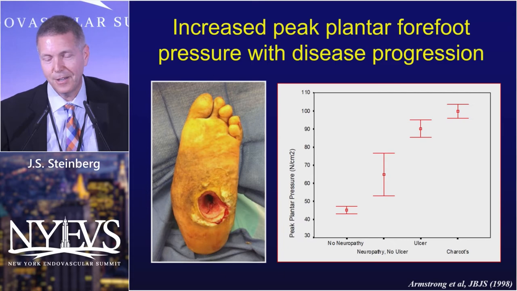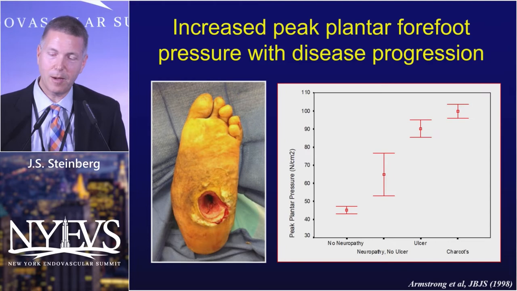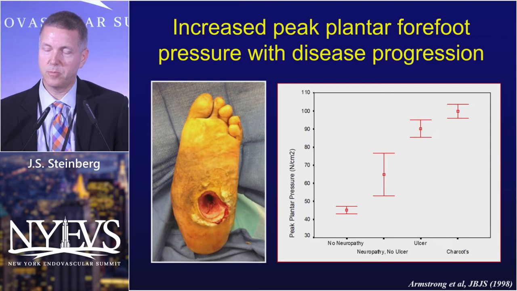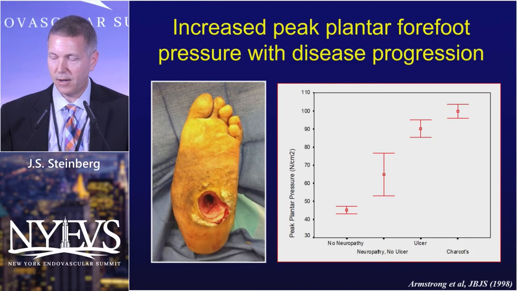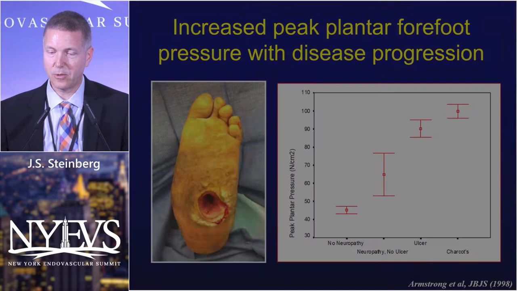And when you look at the patients with diabetes who have no neuropathy, their newtons per centimeter squared pressures are pretty much equivalent to a non-diabetic patient's. But when you add neuropathy, they bounce up. When you add the patient's history of ulceration, they bounce up higher. And when you add Charcot foot deformity, it's the highest that was measured in this group. So obviously progressing with foot deformity and getting back to biomechanics again and realizing this really is about mechanical structure of the foot.